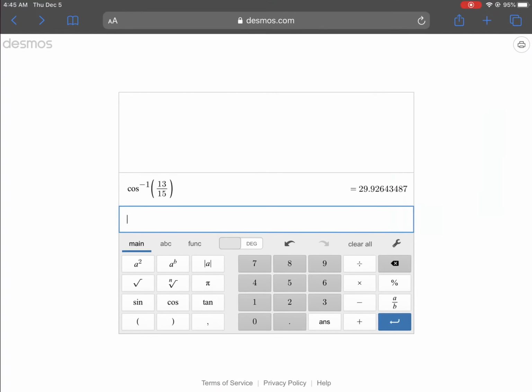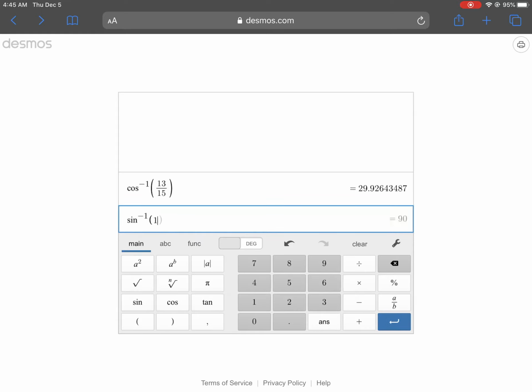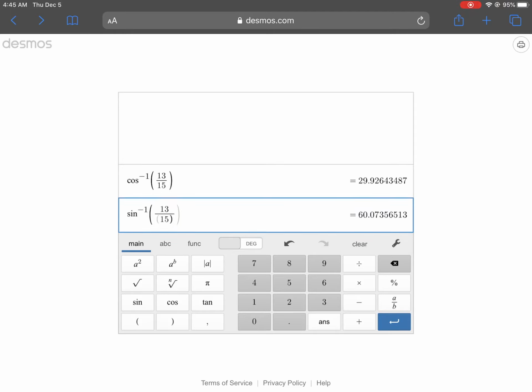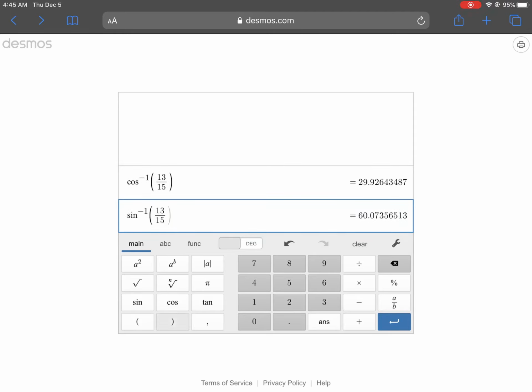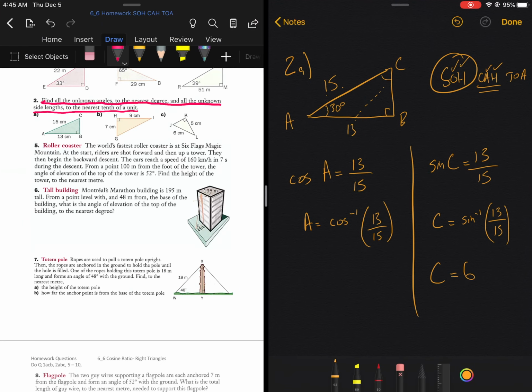So let's try that. Inverse sine 13 over 15. Well, we end up getting C equals just over 60 degrees. Okay, now we have all the angles.